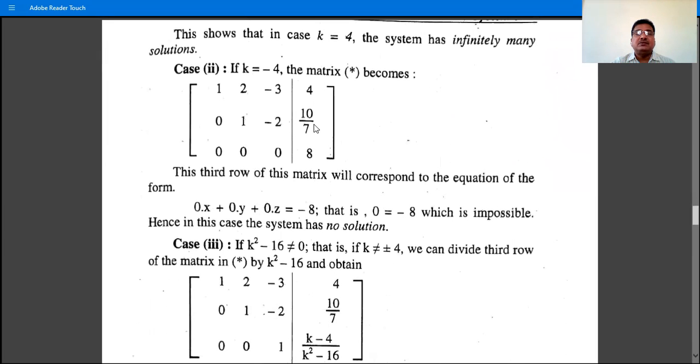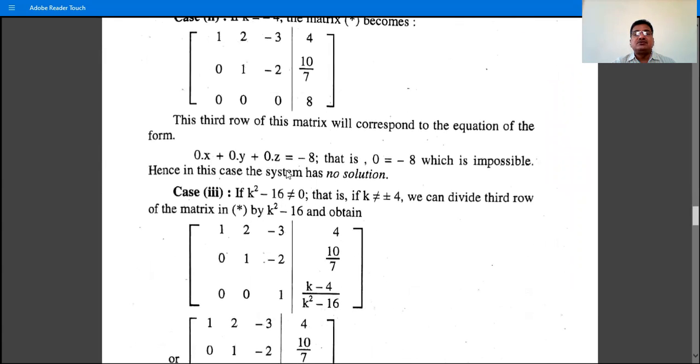The rank of A is 2, and if you consider this whole matrix, the rank of AB is 3, because the rank is the number of non-zero rows in echelon form. This is the echelon form of AB, and by removing this last column, the remaining one is the echelon form of matrix A. So rank of A is 2, because this is a non-zero row, this is a non-zero row, and this is a zero row. Rank of A is 2, rank of AB is 3, and therefore the system has no solution.